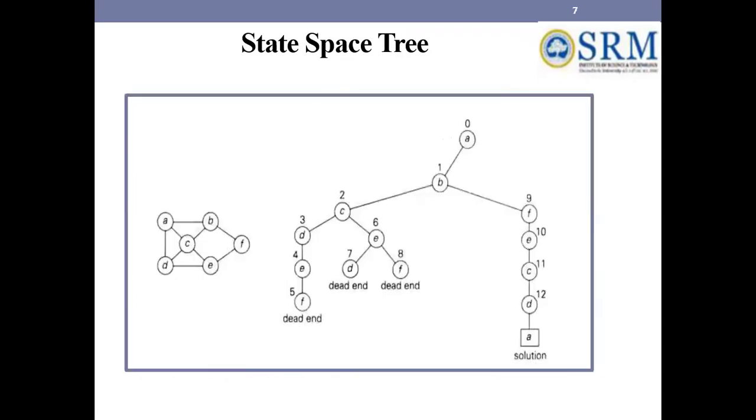And see the example. There are 6 vertices: A, B, C, D, E, F. This is a state space tree. It's a part of the state space tree for the given graph. It's not a complete state space tree. We are taking only one adjacent node of A. First, we have to find the adjacent nodes for all the nodes. For A, what are the adjacent nodes? Adjacent node means neighboring node. The neighboring nodes for A are B, C, D.